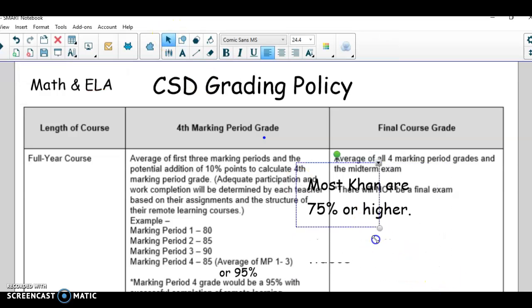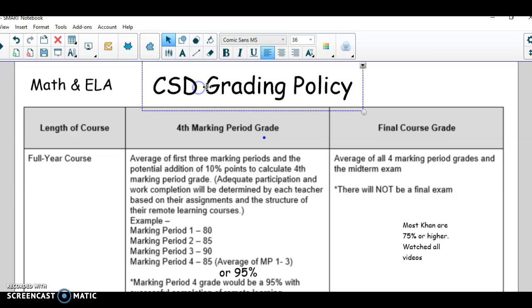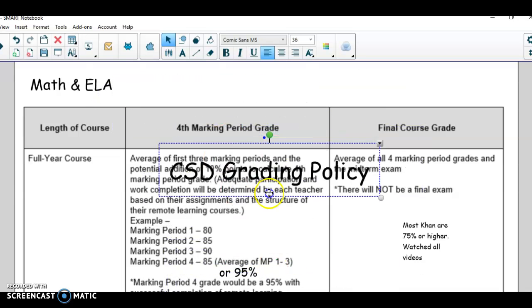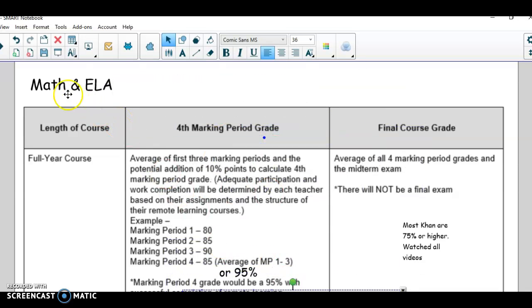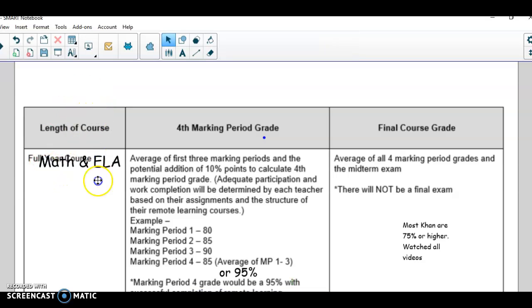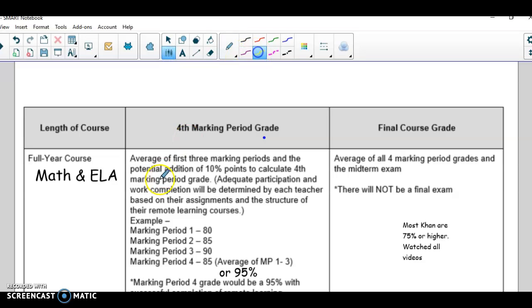I thought I'd give you guys an update on our grading policy and how this is going to work. So for your math and ELA, these are full year courses. For full year courses, if you had a marking period 1 grade of 80, a marking period 2 grade of 85, and a marking period 3 grade of 90, what we're going to do is average those 3 grades. We're going to average them up, okay?